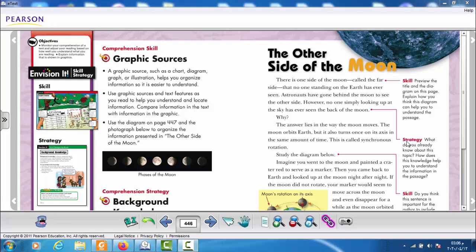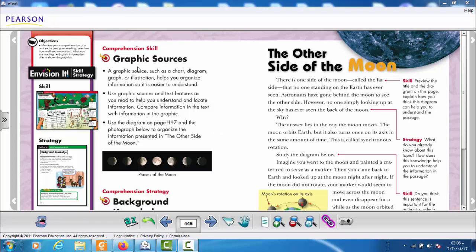Our lesson today is going to be about the comprehension skill, which is graphic sources, and the story of the far side of the moon. In the graphic source comprehension skill, when I say a graphic source, it means a chart, a diagram, a graph, or illustration that helps you organize information so it's easier to understand.